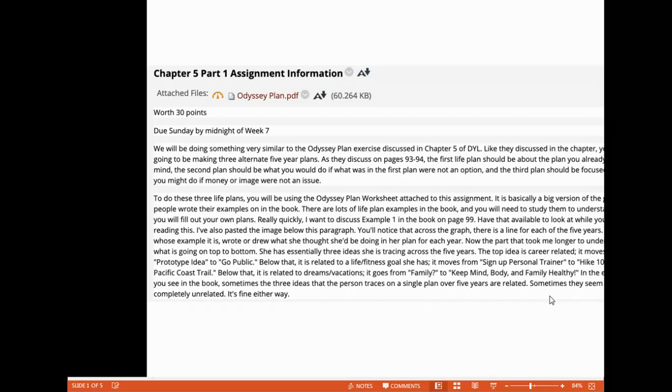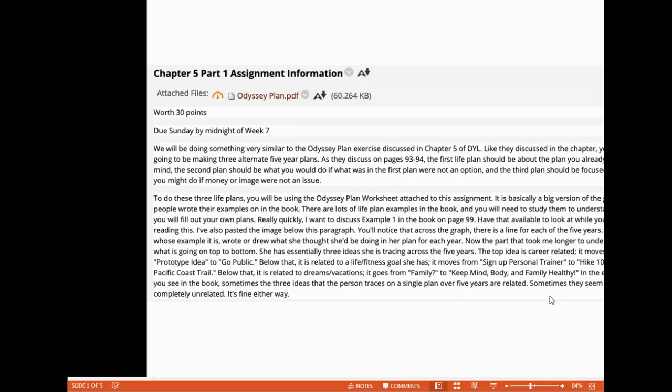Now, this is the part that took me longer to understand when I was looking at it. It's like, what's going on from top to bottom? Essentially, she has 3 ideas she's tracing across the 5 years. They're not well divided, but the top idea is career related. It's the one that moves from prototype idea to go public.